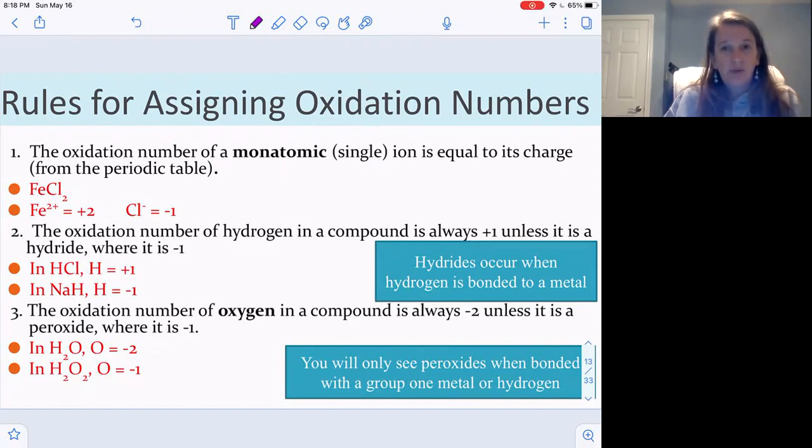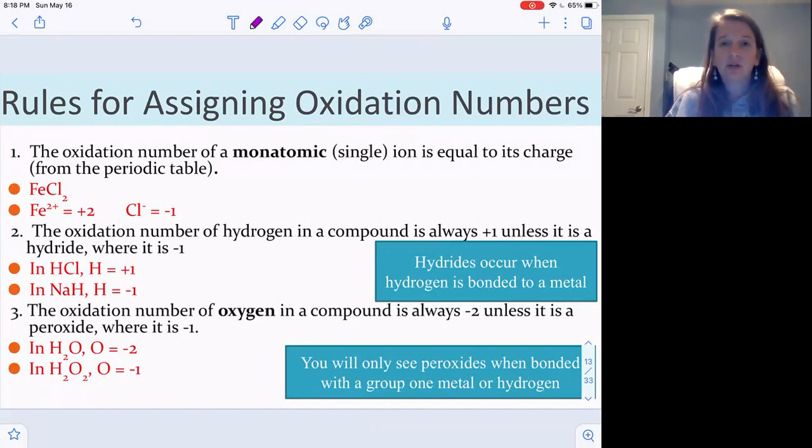Halogens are always -1. The alkali metals are always +1. The alkaline earth metals are always +2. And you can determine the transition metals from the charge of the nonmetal. So in this example of the iron chloride, the Fe is a +2 ion, so its oxidation number is +2. The chlorine is a halogen, so it's going to have a -1 charge.